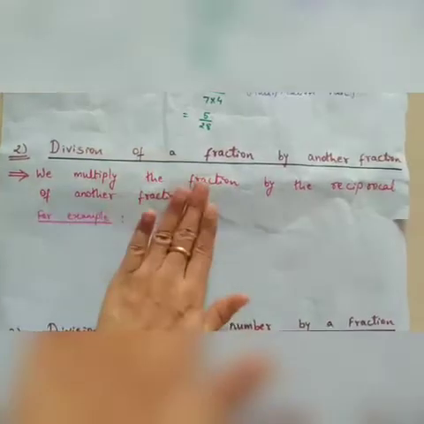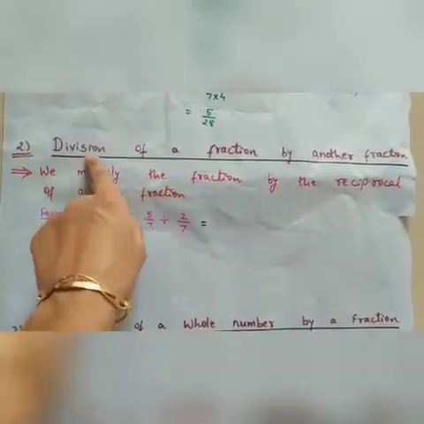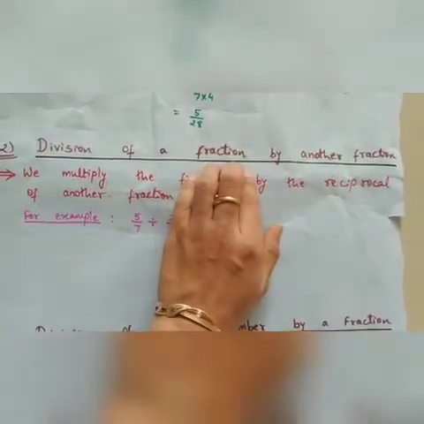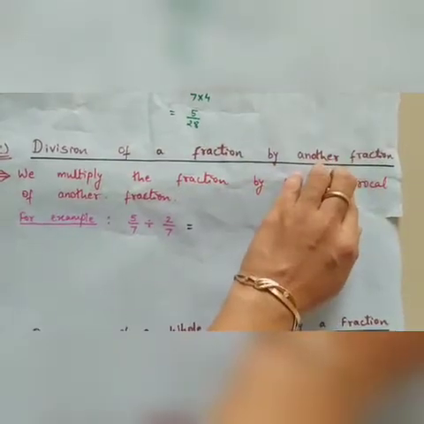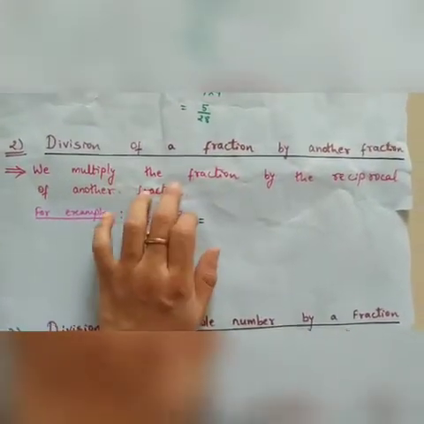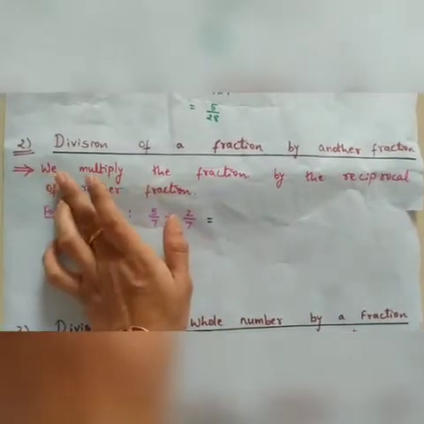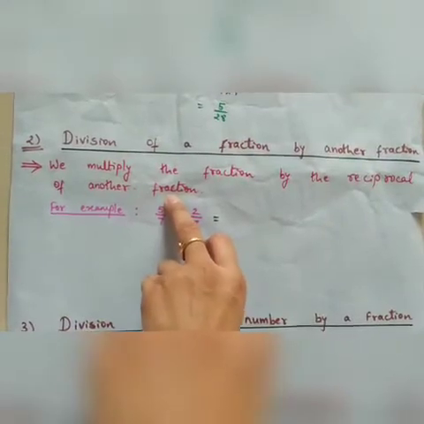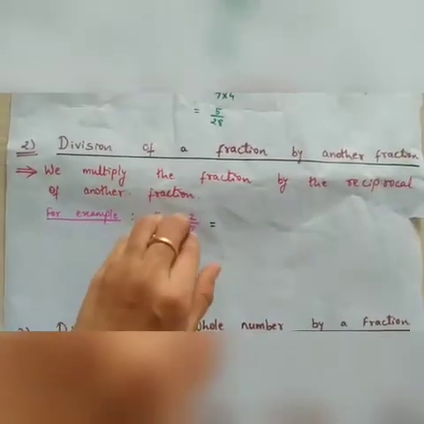So in division of fractions, the second topic is division of a fraction by another fraction. So in this we have to divide a fraction by another fraction. Okay, so for dividing a fraction by another fraction, we multiply the fraction by the reciprocal of the other fraction. So that we have to see here.